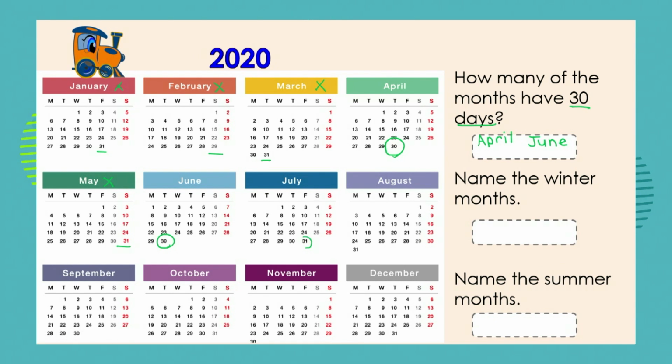July has 31 days, so we will leave July out. August also has 31 days, so we won't include August. September has 30 days, so we can write September.